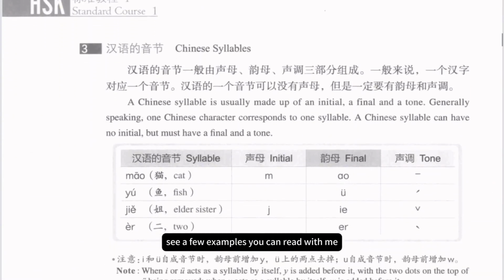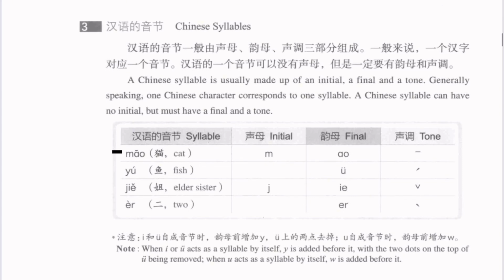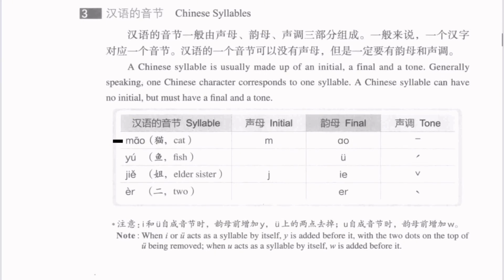You can read with me. Mao, Mao, Mao. The initial here is the M and the final is the Ao. And what's the tone? Very good. The bell tone, the first tone. Mao, Mao. Or if it's in bass voice, Mao, Mao, Mao. Perfect. Let us move on to the second tone.